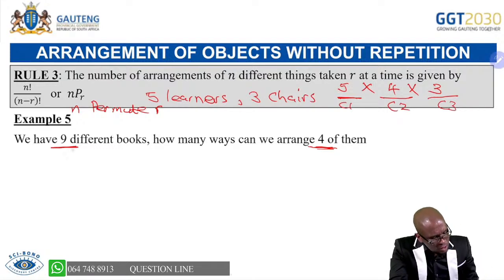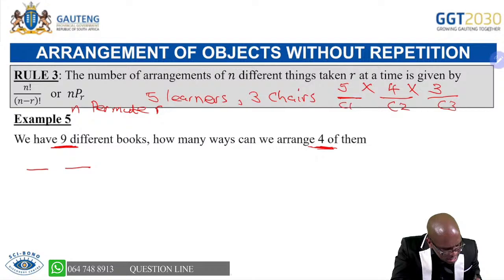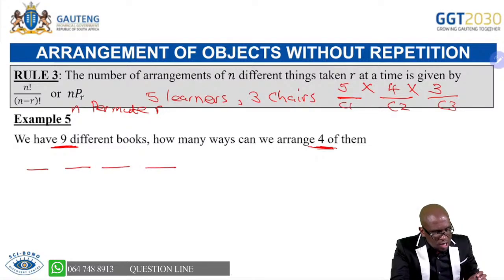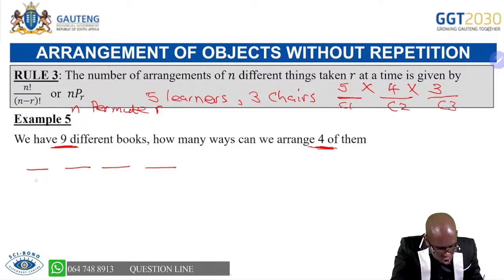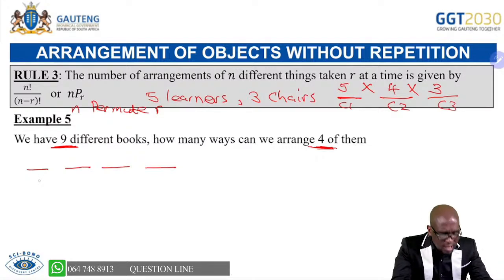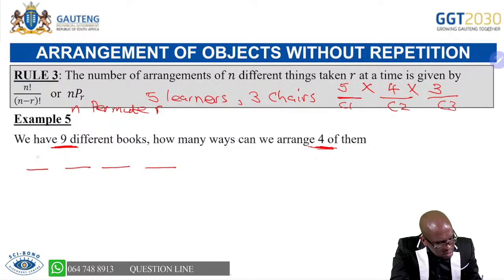Now, we have 9 different books we want to arrange 4. We can take it basic. Using the basic application, we want to arrange only 4 of them, so we can open the 4 spaces, and then from there we can say, okay, we have 9 options here, 8 options there, 7 options here, 6 options there.